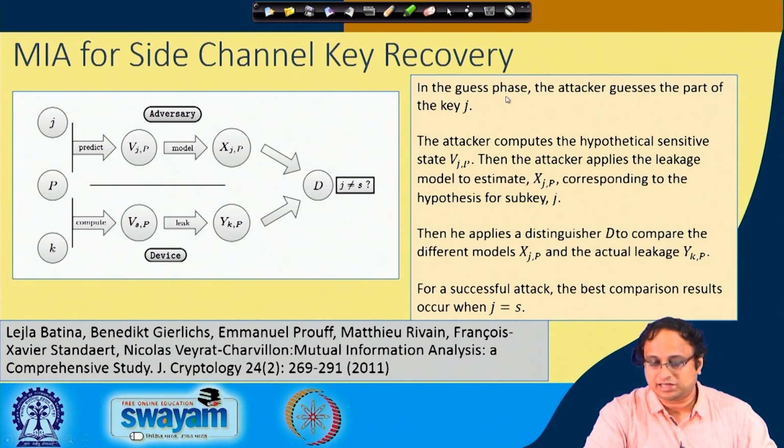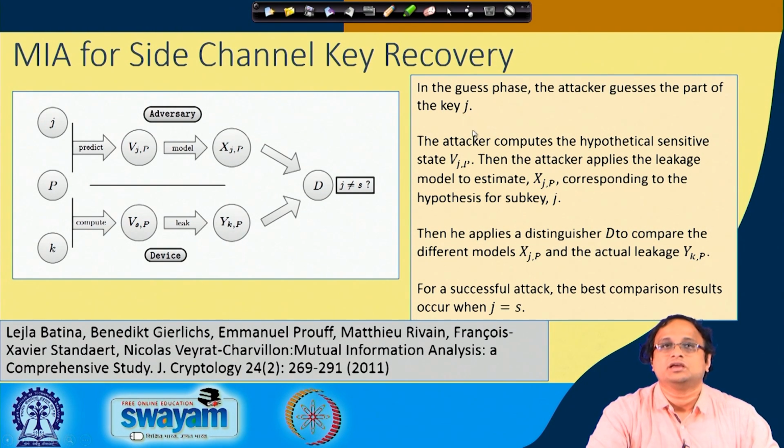Okay. So, this is the guess phase, and in the guess phase the attacker guesses a part of the key, say j, and computes the hypothetical sensitive state V_{j,p}. This is the hypothetical sensitive state which you are targeting. I denote that as V_{j,p}, and the attacker applies the leakage model, which I will soon elaborate more.